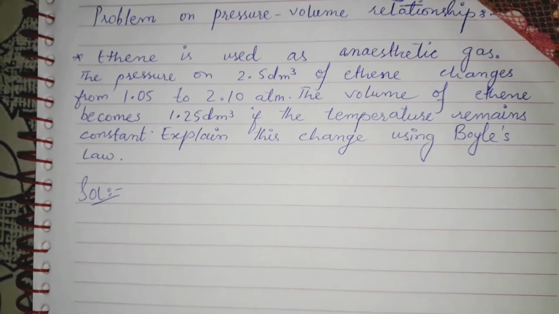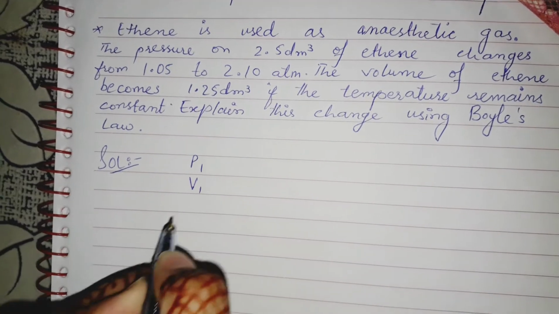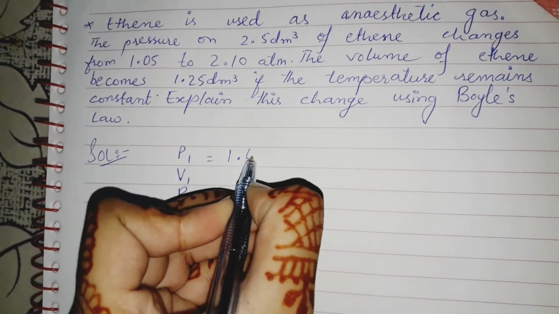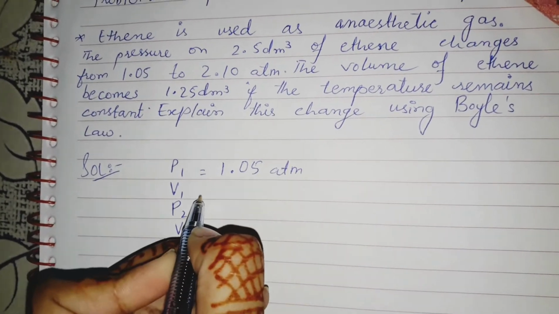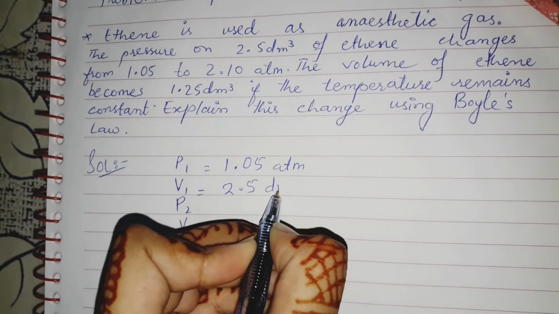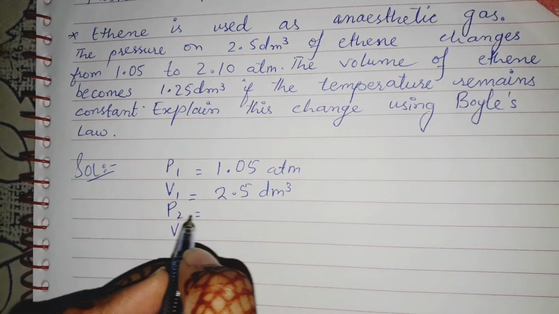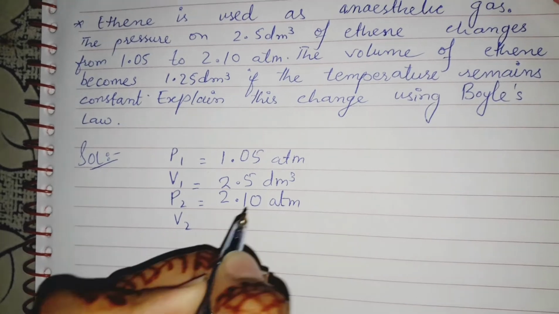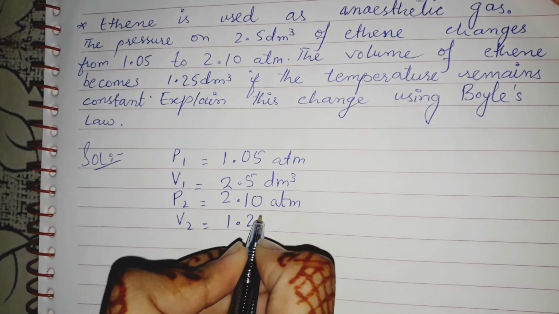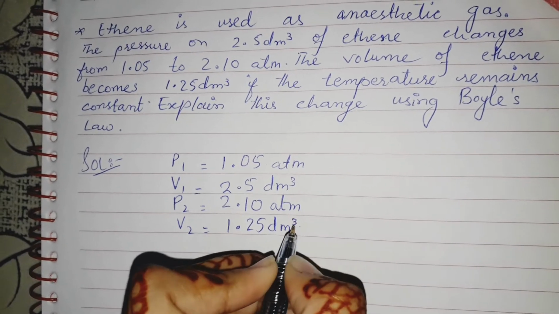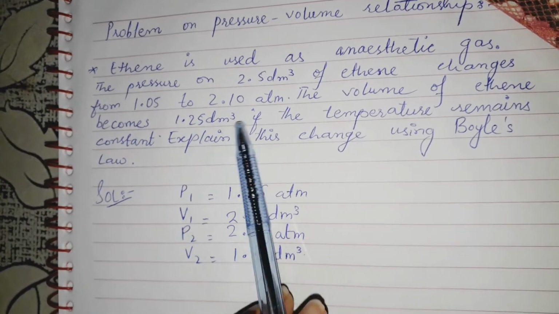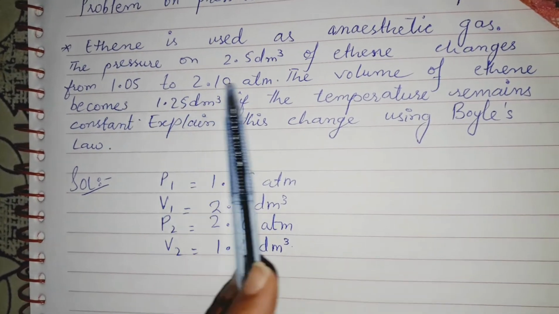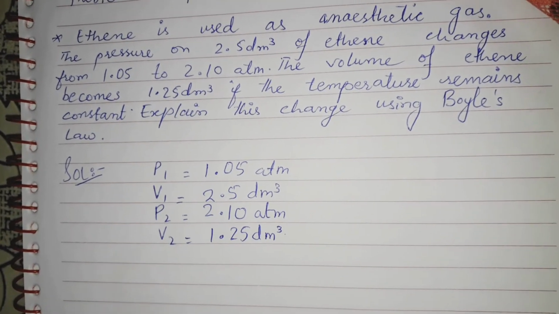In this question we are given P1, V1, P2 and V2. P1 is 1.05 atm and V1 is 2.5 decimeter cube. P2 is 2.10 atm and V2 is 1.25 decimeter cube. So basically the volume decreases from 2.5 decimeter cube to 1.25 decimeter cube and the pressure is increasing. So it is showing that it is obeying Boyle's law.